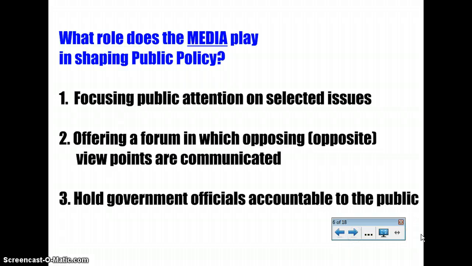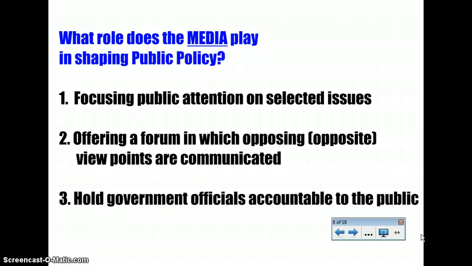The third way that the mass media helps to shape public policy is that they hold government officials accountable to the public. If you think back to our political process unit, you'll remember the role of the watchdog and how the party that is not in power keeps watch over the party in power. The media takes on this responsibility as well.